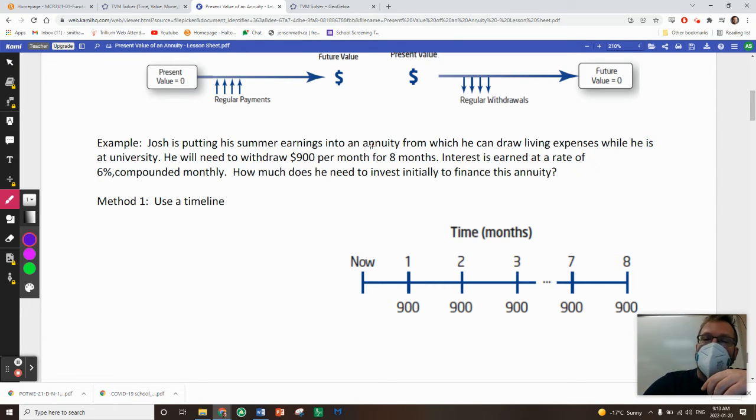Josh is putting his summer earnings into an annuity from which he can draw living expenses while he's at university. He's saving up a big chunk of cash so he can live off that money while he's at university and not working. So he thinks he'll need to withdraw $900 per month for 8 months. We have the interest rate, how often it's compounded, and we want to know how much he has to invest, how much he has to have in the bank account so he can make these withdrawals. And the idea is he doesn't have to have 900 times 8, all 7,200 saved up, because while he's withdrawing that money a bit at a time, it continues to get interest and stretched out further.